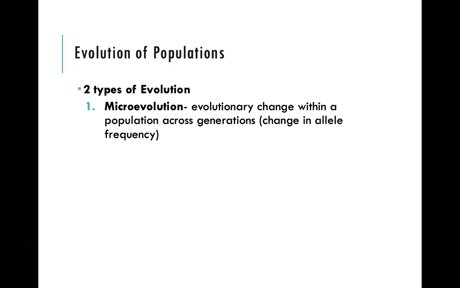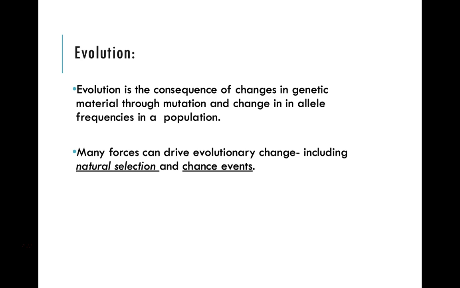One important thing to remember that I should have said when we were talking about natural selection and chance events is that evolution is not always directed. So natural selection is sort of directive. It selects for those traits that are most advantageous. But evolution as a whole is not directive. You can have change without picking a specific trait.